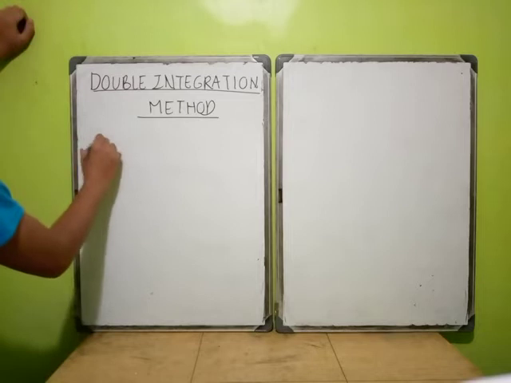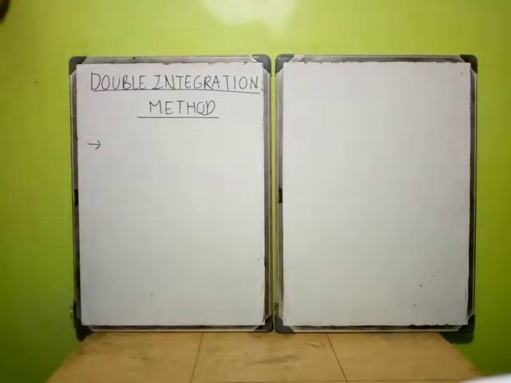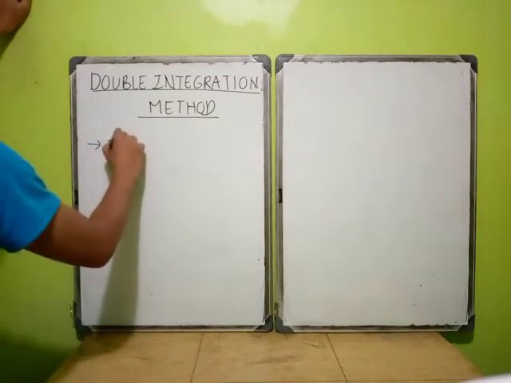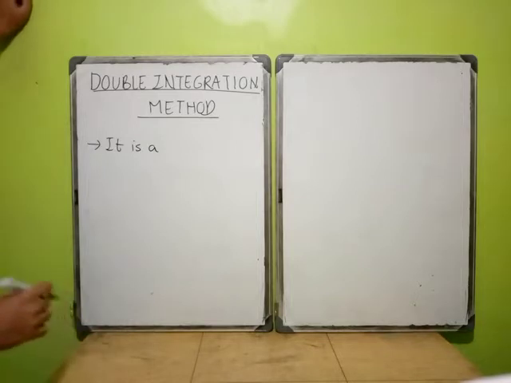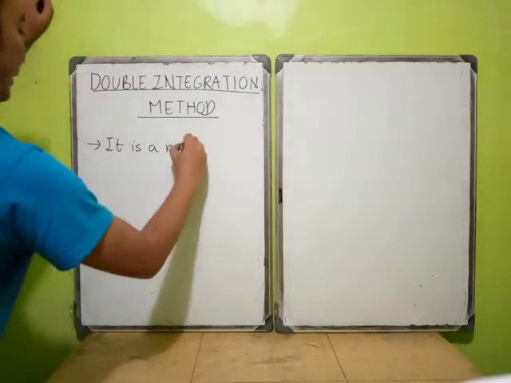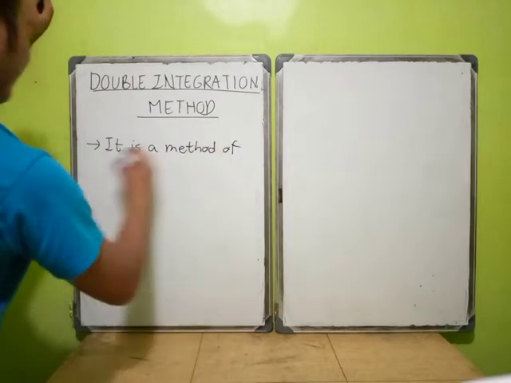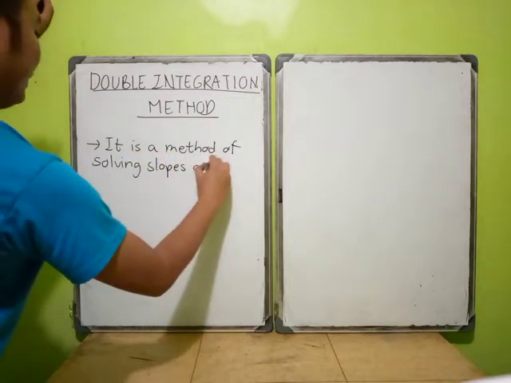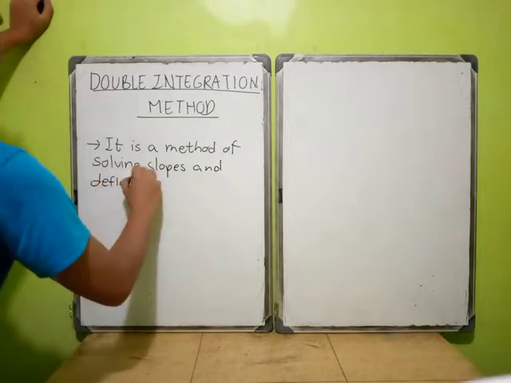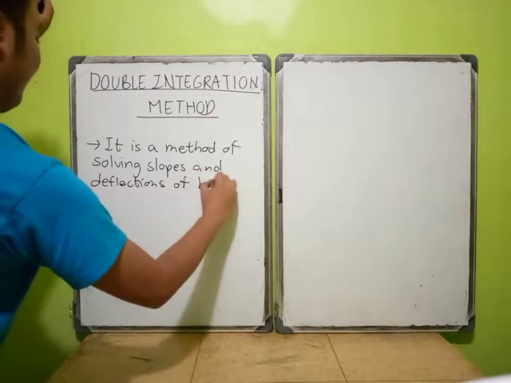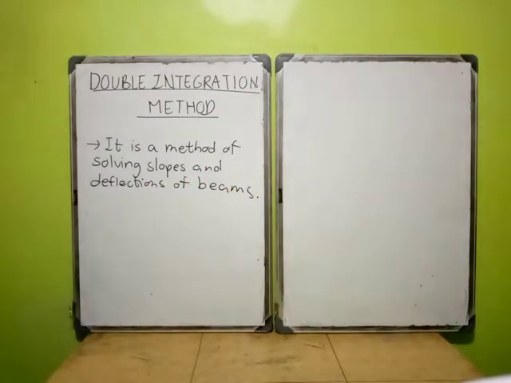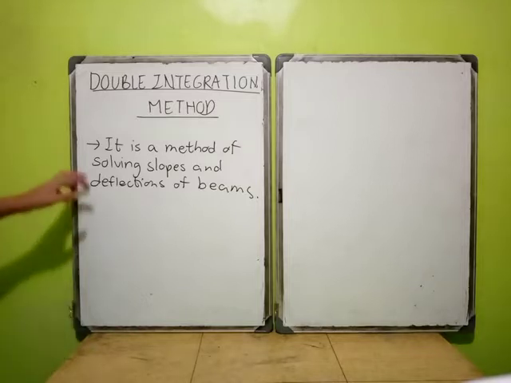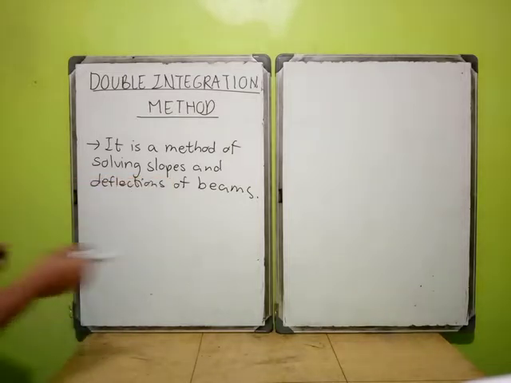magkaintindihan tayo. Okay, so first, pag sinabi nating double integration method, it is a method of solving slopes and deflections of beams. Okay, ito yung double integration method. But somehow there are other methods other than double integration method na nagko-compute ng slopes. Keyword: slopes at deflections ng beams, okay?